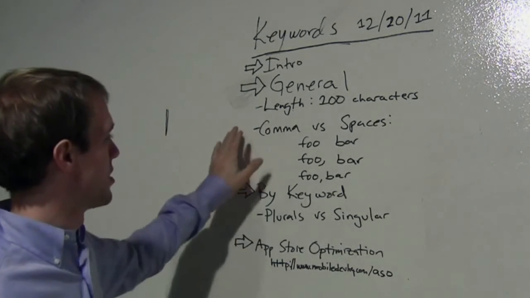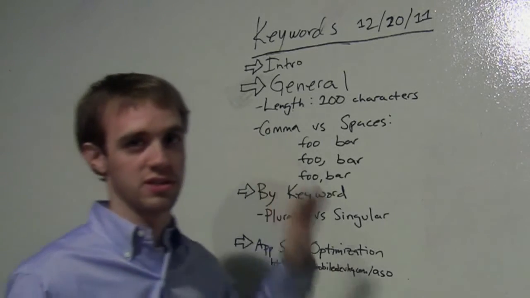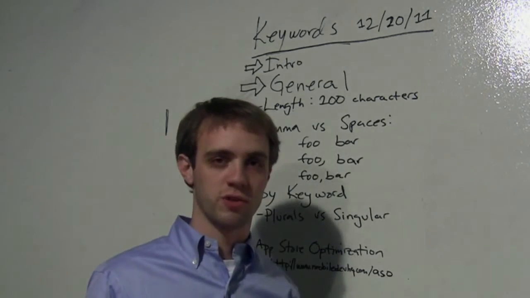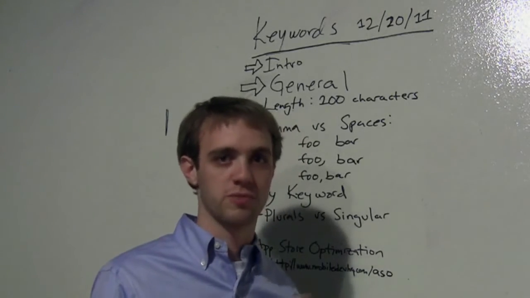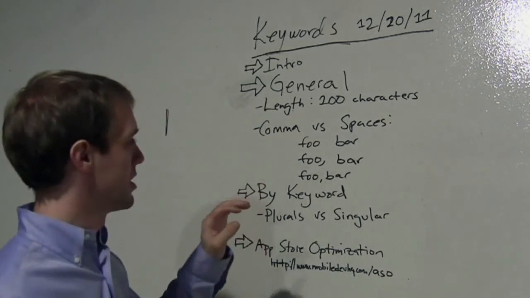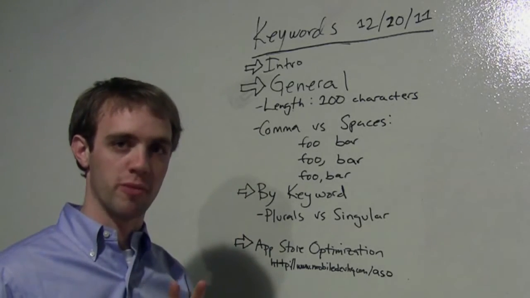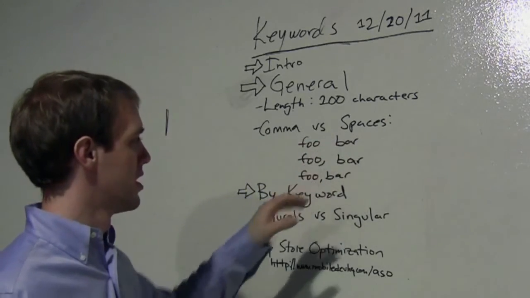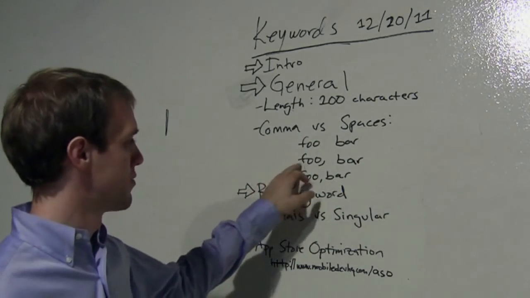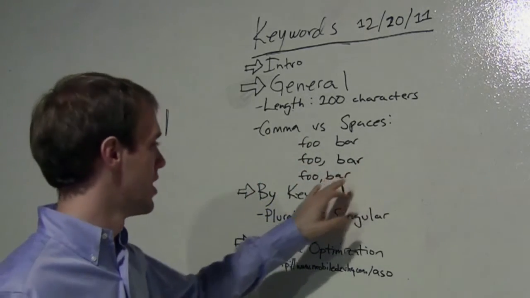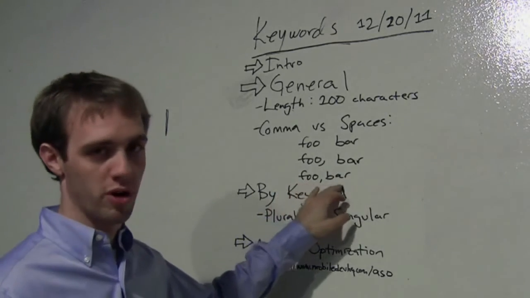The second thing that we want to talk about is commas versus spaces. So when length matters, we have to understand, where should we spend our characters? The first option that we could do, if we have 2 keywords that we care about, foo and bar, is we could have foo space bar. The second option we could do is foo comma space bar, and the third option would be foo comma bar.